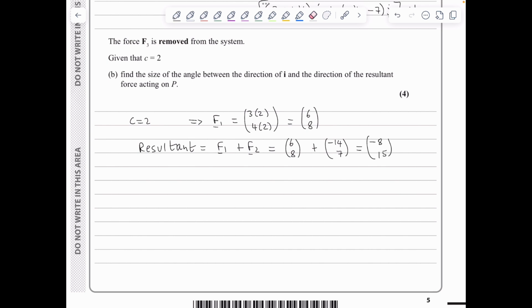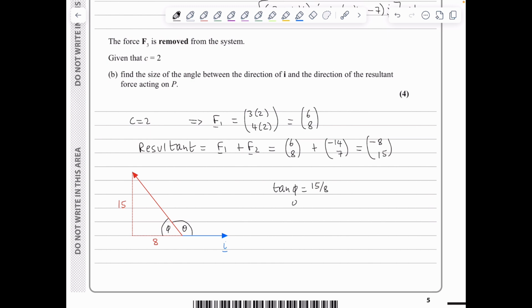So I can proceed by drawing the force. There it is. It's going to the left and up. The vector i is the vector pointing to the right. We're trying to find the angle between these two directions. I will call it theta. So it makes sense to find the acute angle here, which I will call phi, and then proceed by doing 180 minus phi. So let's start with tan phi, which is equal to 15 over 8.